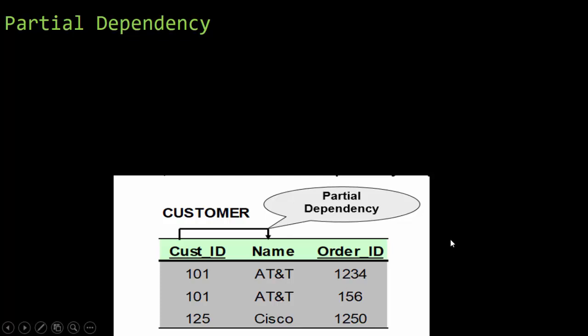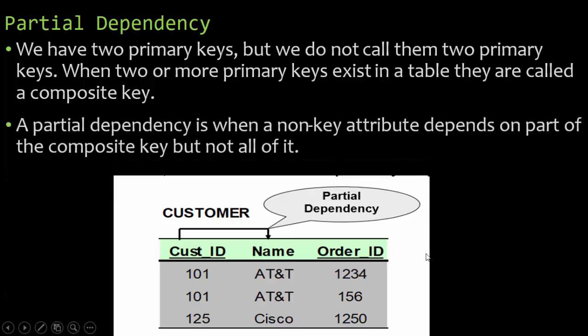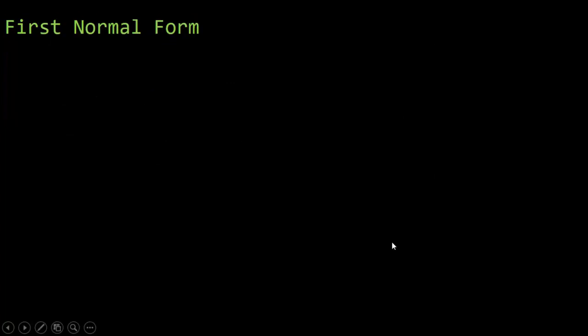This is unrelated to the first table. We're just looking at some non-key dependencies here. This is a partial dependency. So we have two primary keys, customer ID and order ID. Now, we don't call them two primary keys. When two or more primary keys exist in a table, we call them a composite key. A partial dependency is when a non-key attribute, such as name, depends on part of the composite key, but not all of it. Name depends upon customer ID, but it has nothing to do with order ID.